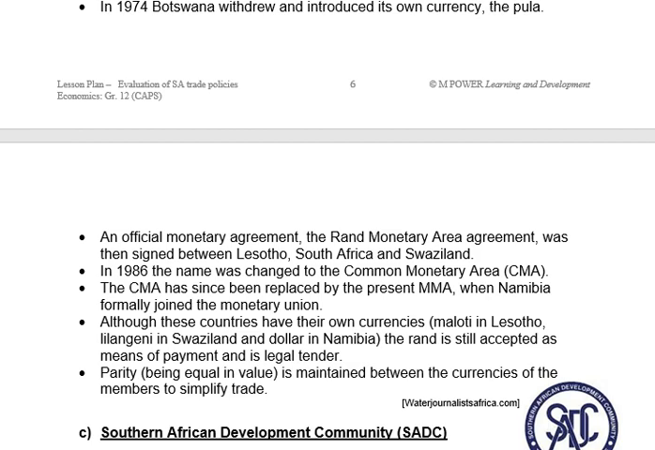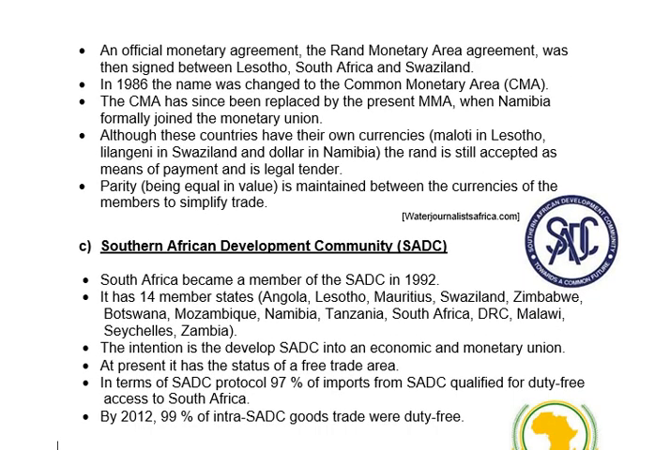All right, then there was an official monetary agreement established between the remainder of the countries, which was then Lesotho, South Africa, and Swaziland. That was called the Rand Monetary Area Agreement, or the RMA, in which case the currency commonly used between these countries was the Rand. In 1986, they just changed the name from the RMA into the CMA, the Common Monetary Area. And then after that, the CMA was replaced by the MMA when Namibia also joined the monetary union.